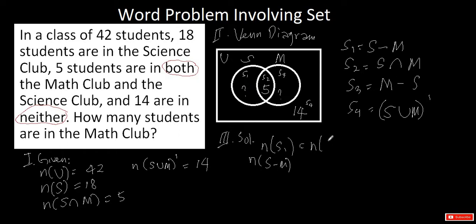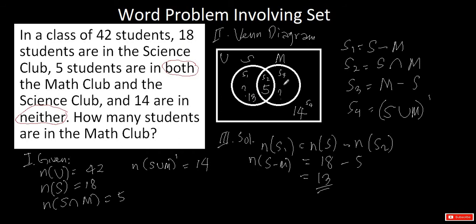So we have n of S, the cardinality of S, minus the cardinality of S sub 2. This is our equation. Okay, so the cardinality of S is 18. So we have 18 minus the cardinality of S sub 2, which is 5. So 18 minus 5 is equal to 13. So here, we were able to solve for the cardinality of S sub 1, and it is equal to 13. So since it is 13, we can now populate S sub 1, which is 13. So that when we check, 13 plus 5 is equal to 18.